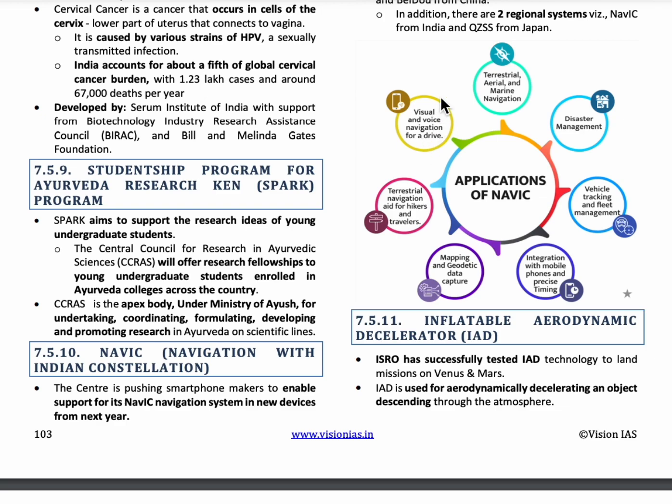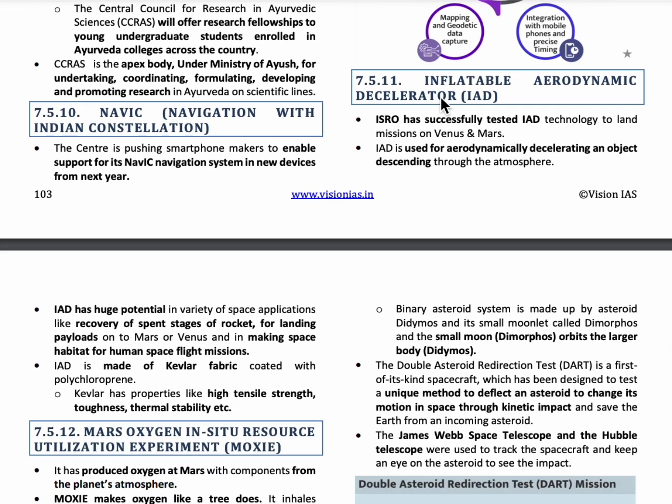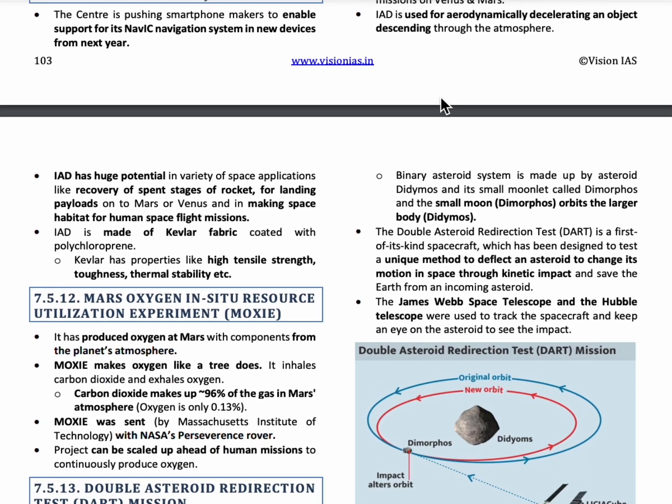The next topic is inflatable aerodynamic decelerator. So many space missions failed due to improper landing on the moon and other planets, as they could not overcome the acceleration suddenly to land. So a new technology was introduced to decelerate an object descending through atmosphere. So that technology is called inflatable aerodynamic decelerator. So it is made of Kevlar fabric coated with polychloroprene. So it has high tensile strength, toughness, thermal stability, etc. So this technology is going to be introduced in Venus and Mars missions.